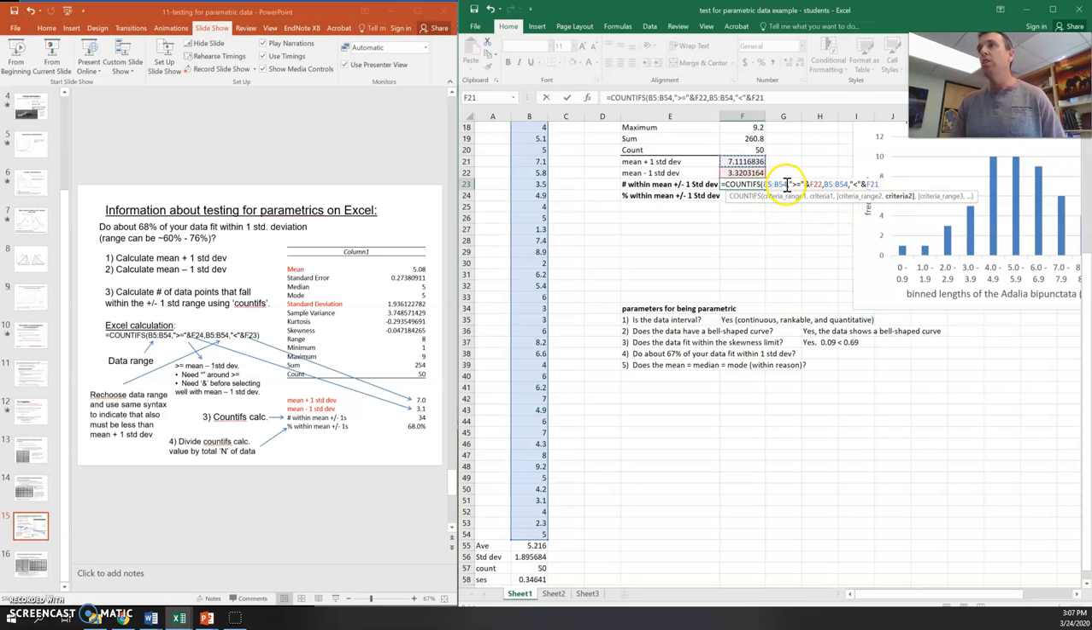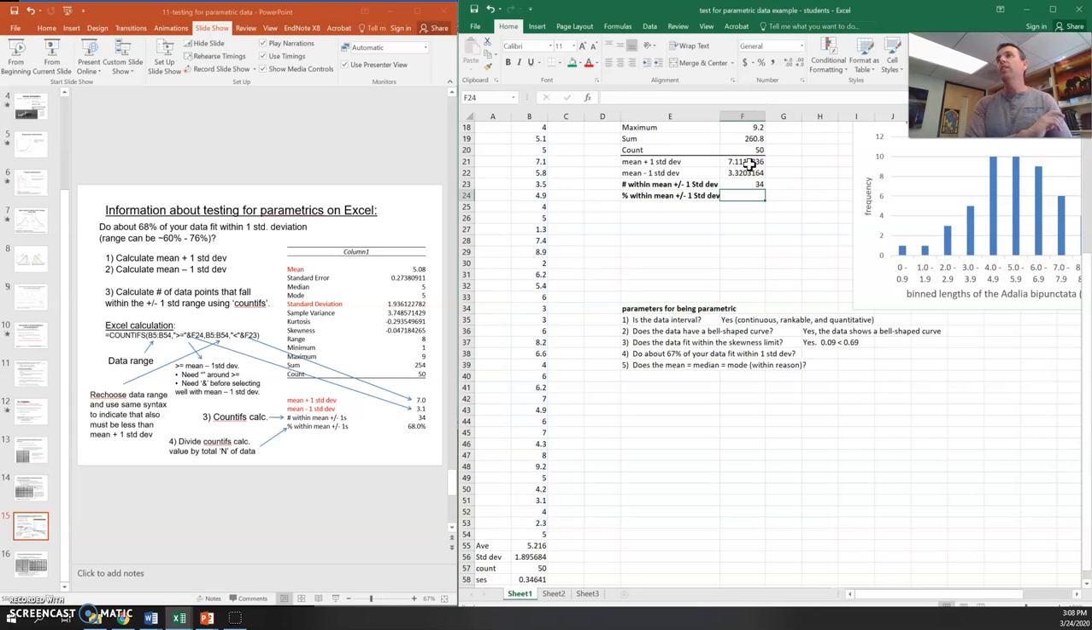There's my range, right? So this value here, that's my range of data. This is saying I want it to be greater than or equal to this value. So I want it to be greater than or equal to my mean minus 1 standard deviation. And then I want that same set of data to be less than my upper limit, which is the mean plus 1 standard deviation. Right? So if it's greater than or equal to the lower value and less than the upper value, it's within this range. So that would mean I'm counting that data point if it's within 1 standard deviation.